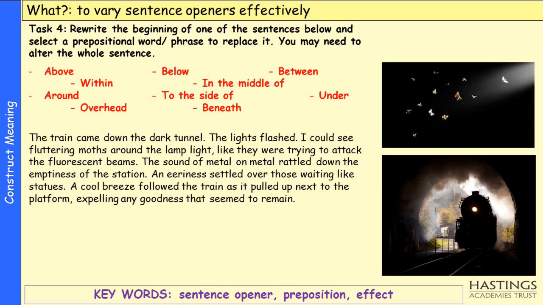Now you're going to do the same thing, but you're going to do it with a prepositional phrase. So a preposition, the meaning of the word is in the title. It literally shows us the position of something. So some examples are above, below, between, within, in the middle of, around, to the side of, overhead, beneath and under. So choose a different sentence please and add a preposition at the beginning of it to make it a prepositional phrase. Pause the video.